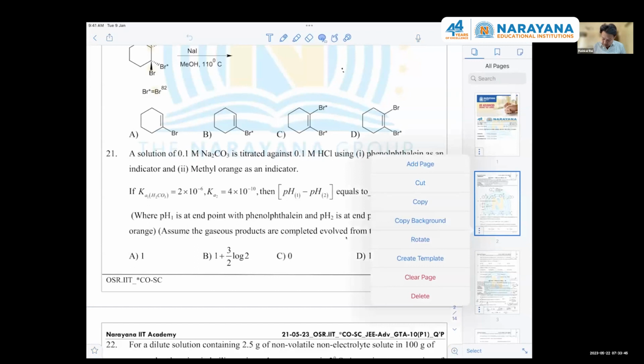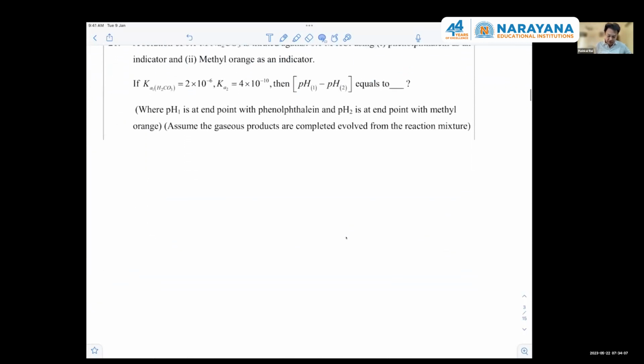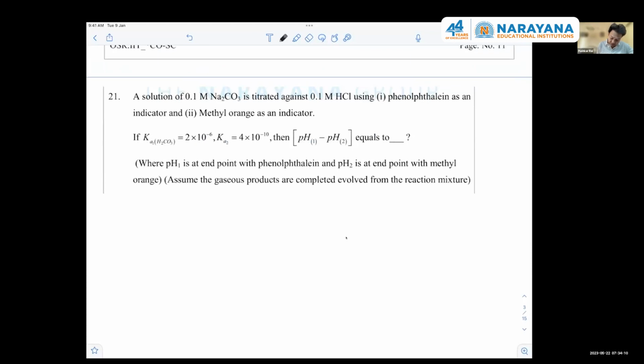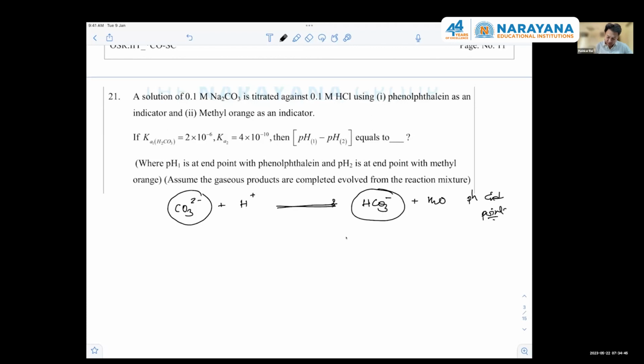Okay, so in 21, a solution of Na2CO3 is titrated with HCl. That means basically you are titrating CO3 2 negative with H plus ion, using phenolphthalein as an indicator and methyl orange as an indicator. First, using phenolphthalein, when you titrate it, you get HCO3 negative plus H2O. This is called the phenolphthalein endpoint. At this point, phenolphthalein will change color and you will stop the titration. At this point, CO3 2 negative is completely converted into HCO3 minus.